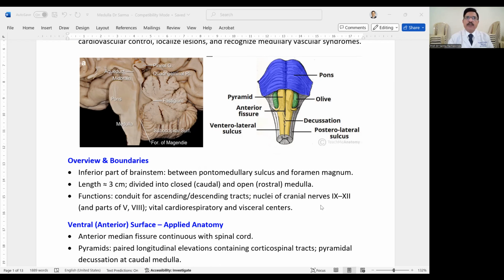So what are the important structures there? The crossing corticospinal tracts ventrally and lower. Dorsally, the sensory tracts are there, and also you have the cranial nerves 9, 10, 11, 12, and also part of 5 and 8, because of the olivary body there. Vital cardiorespiratory and visceral centers are also there.